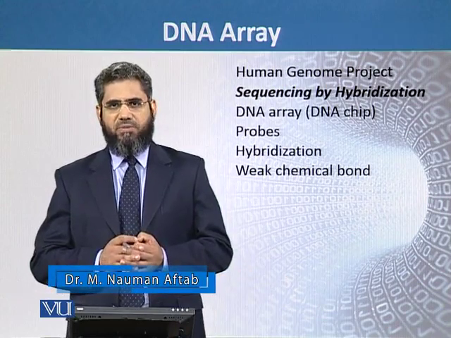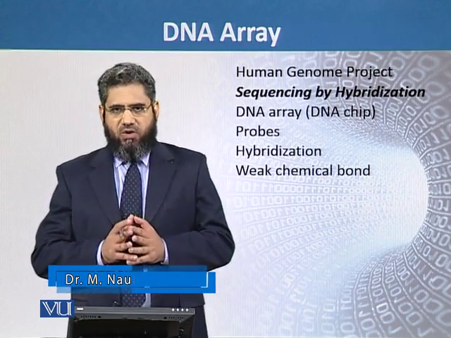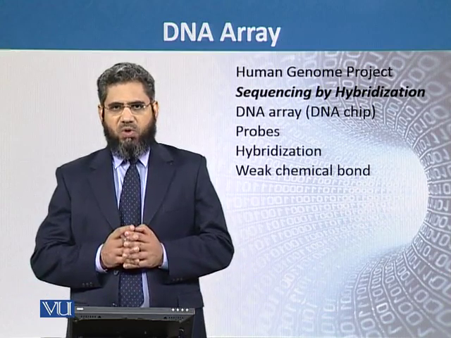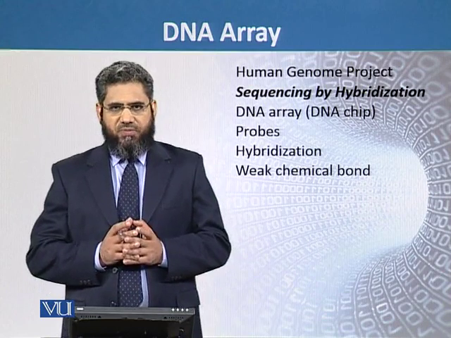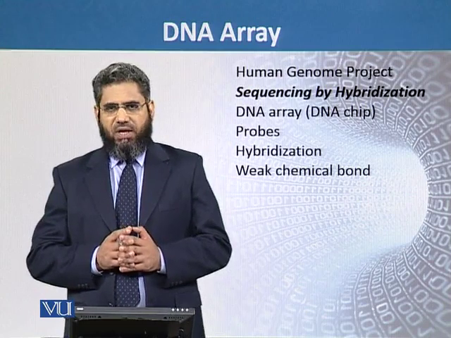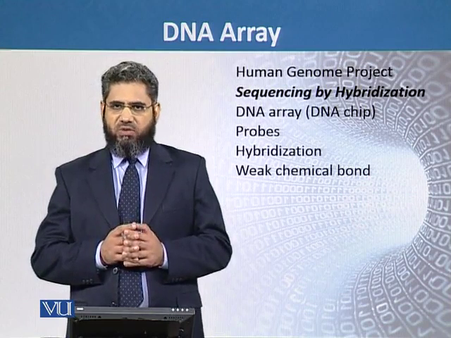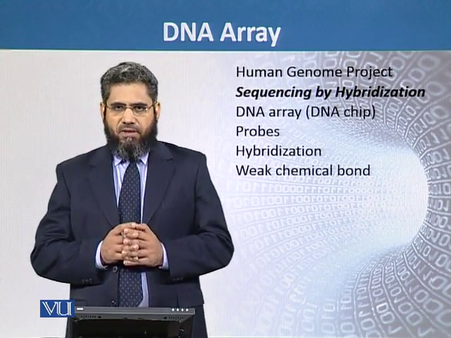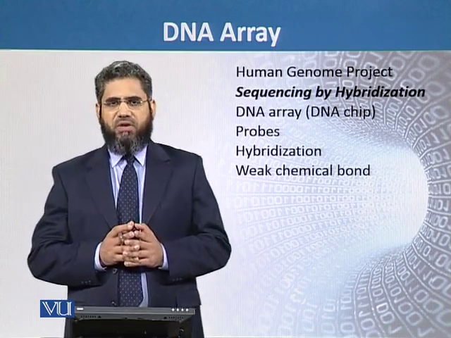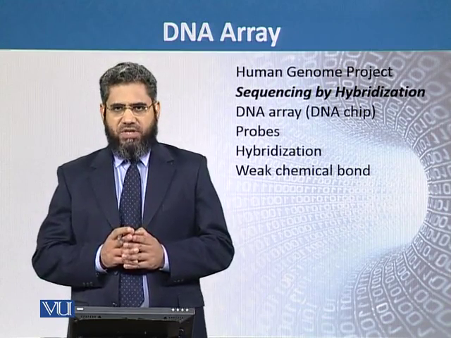In sequencing by hybridization, a small DNA chip, also known as a DNA array, was developed. In that chip, small DNA fragments known as probes were attached. The fragments of DNA that need to be sequenced were hybridized with those probes. Those small probes, with a size of 8 to 32 nucleotides, were used to identify the fragments that need to be sequenced.